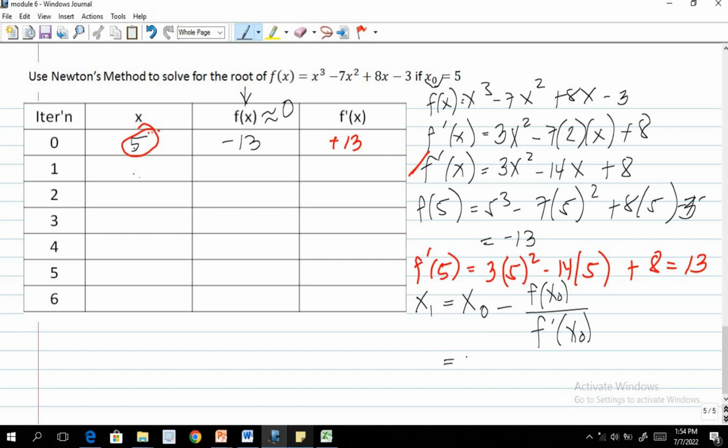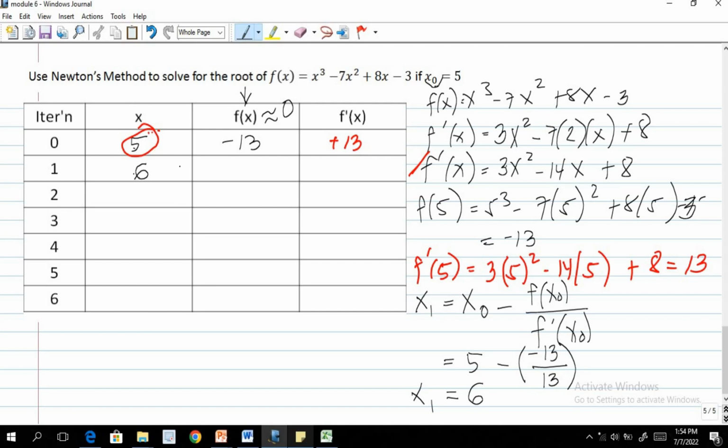So, ang ating x0 ay 5 minus that is negative 13, divided by 13. Tama? And ang ating x1 ngayon ay equal to 5 minus negative 13 divided by 13, and that is equal to 6. And so, ang value ngayon ng ating x sa may iteration 1 ay 6.